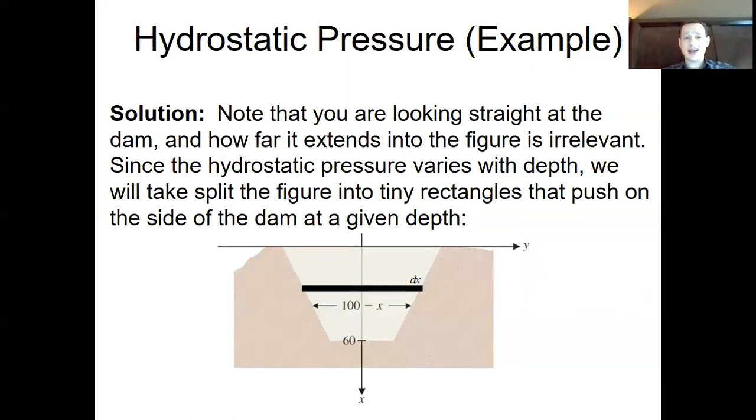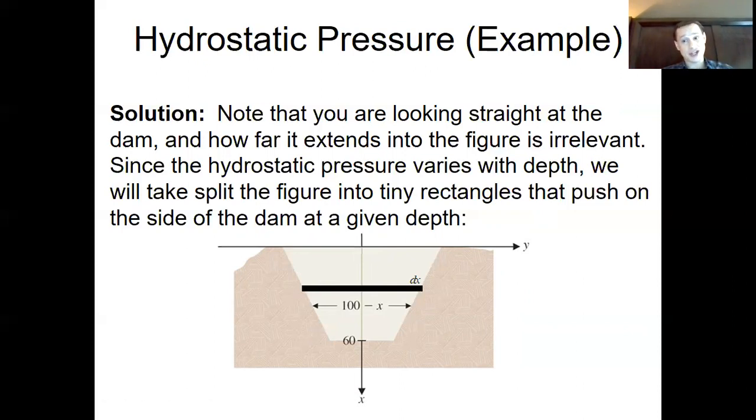Now here's the problem. Since the hydrostatic pressure varies with depth, the pressure exerted on, and let's just take this little slice right here, dx thick. At this little slice, there's going to be a different amount of pressure and force exerted on the side of this dam than there would be up here or down here, because they're at different depths, and the pressure changes at different depths.